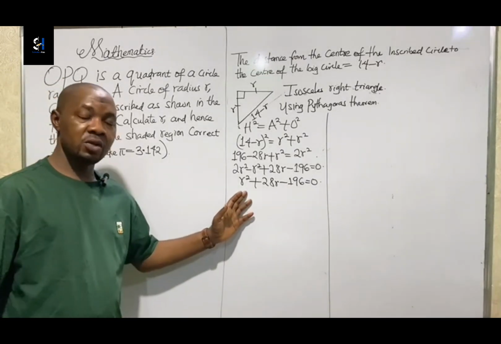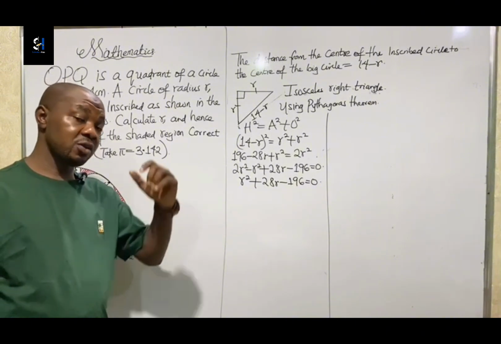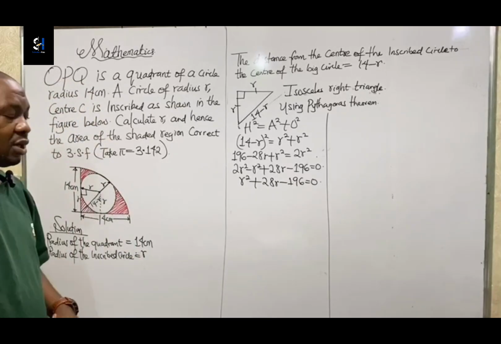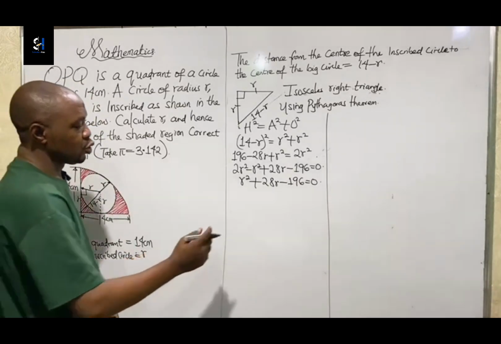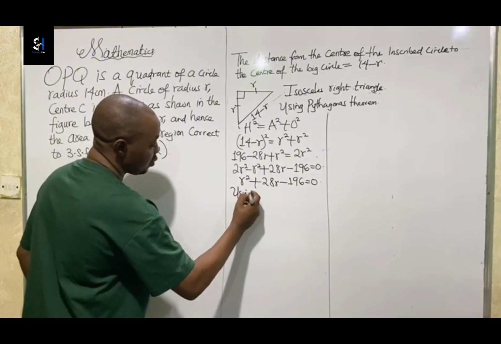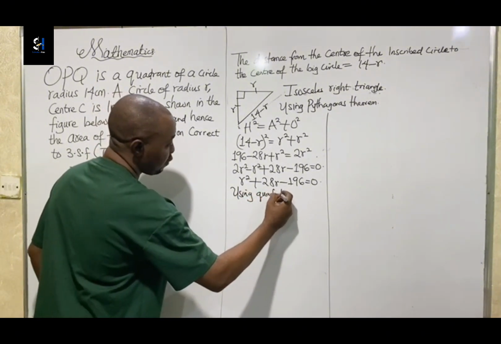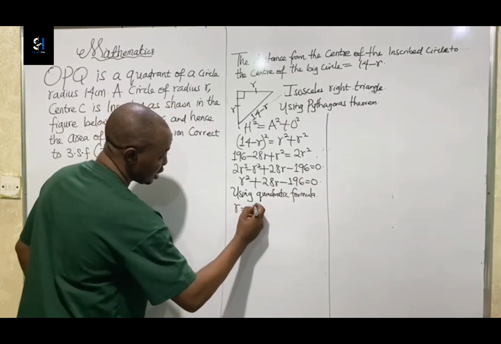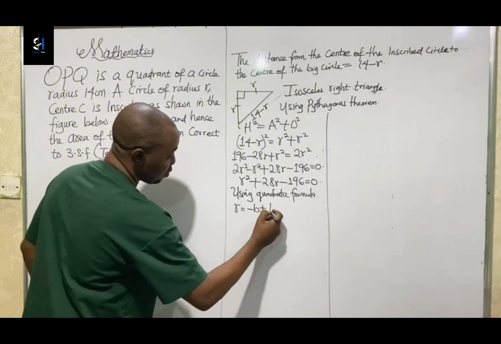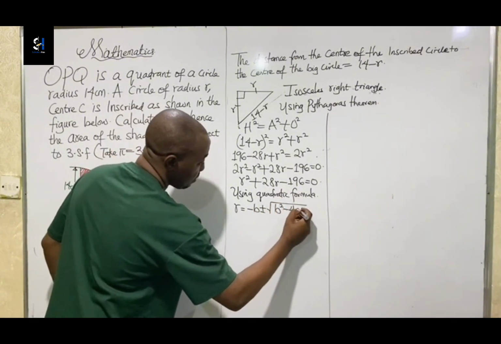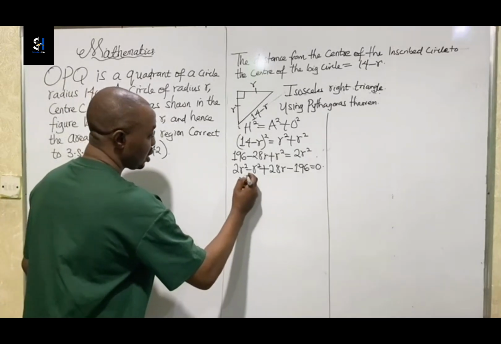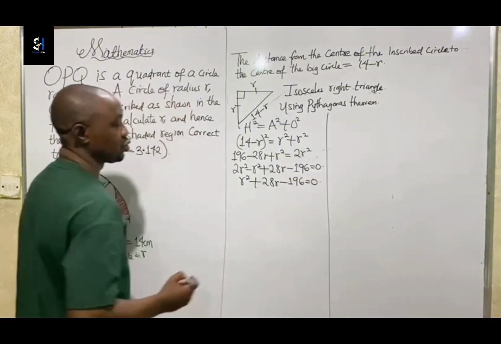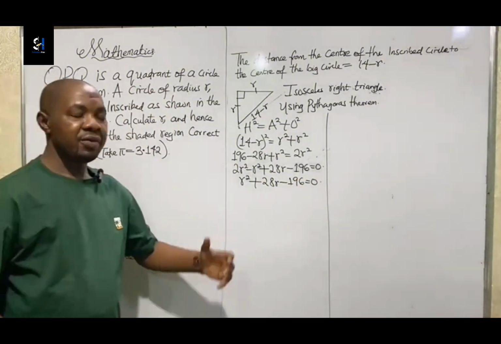Don't forget, we are looking for the value of r. Another thing is that the value of r must be positive, so r cannot be negative. To get the value of r, let's use the quadratic formula, r equals negative b plus or minus the square root of b squared minus 4ac, all over 2a, applied to r squared plus 28r minus 196 equals 0.